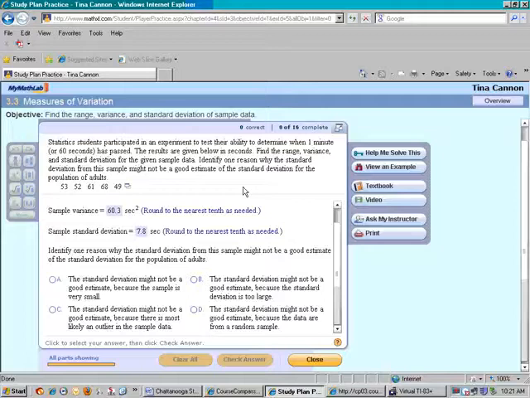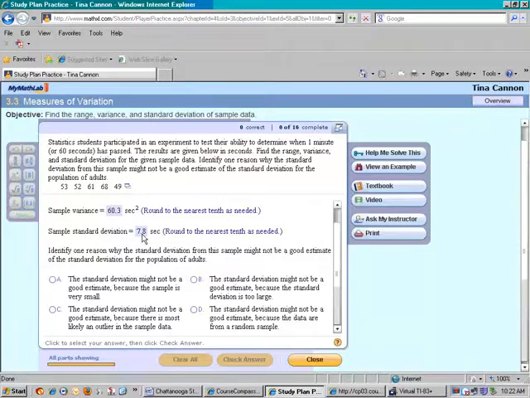So let's read through our choices. The standard deviation might not be a good estimate because the sample is very small. That is very true. Okay, the standard deviation might not be a good estimate because there is most likely an outlier in the data. Outlier means a number that's far away from the other values, so no, that's not true. Notice the standard deviation might not be a good estimate because standard deviation is too large. No, the standard deviation is not large. It's within 7 to 8 seconds of guessing a minute.